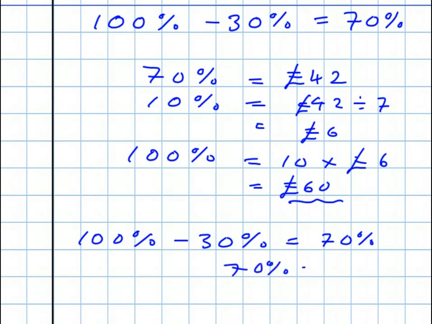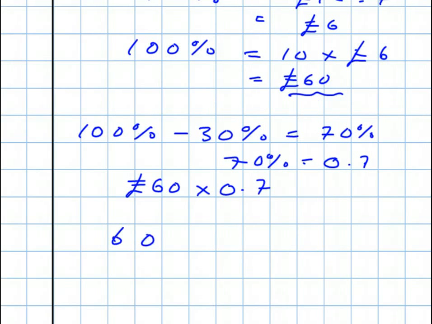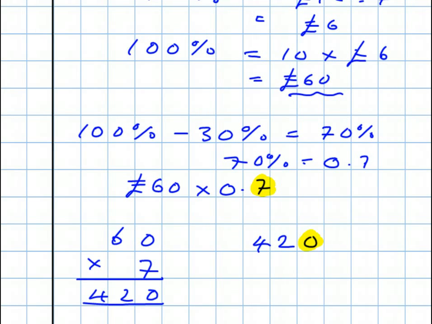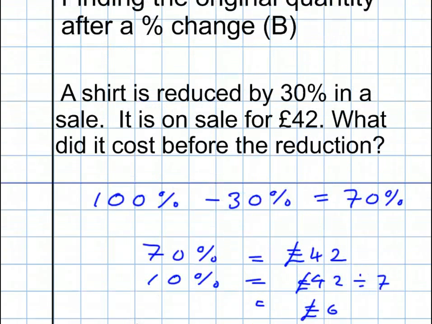70% as a decimal is 0.7. So what's 60 times 0.7? 60 times 7 is 420. My question had one figure after the decimal point, so my answer needs one. So £60 times 0.7 is £42, and that was the information that was given.